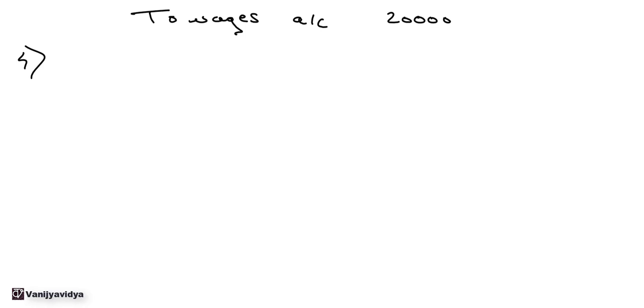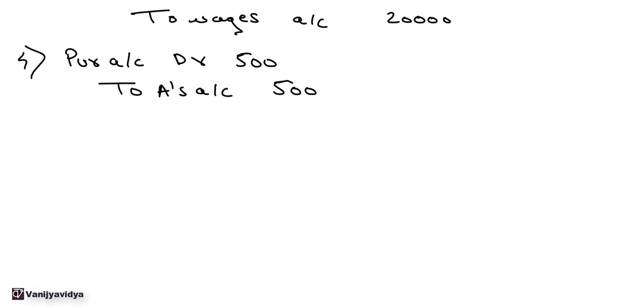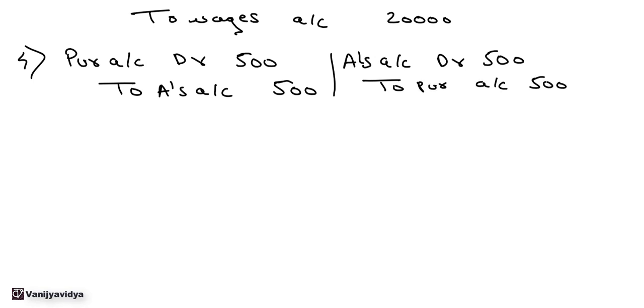So fourth one. So what is the entry that has been passed? Entry that is passed is purchases account debit, and it is purchased from Mr. A. So A's account 500 rupees. So what is the reversal of this wrong entry? A's account debit 500 to purchases account 500. So what should have been the actual entry?